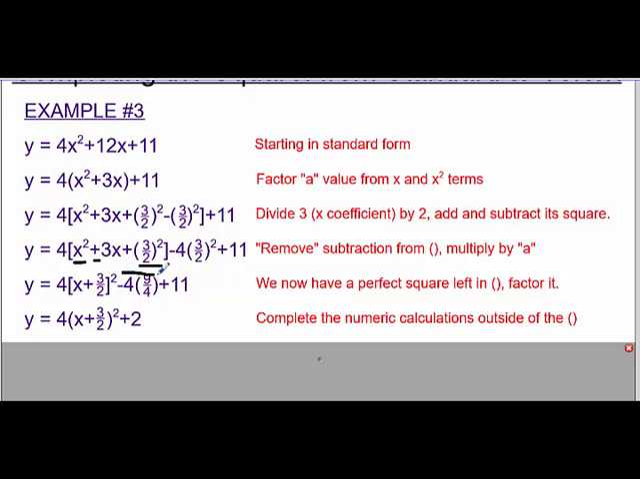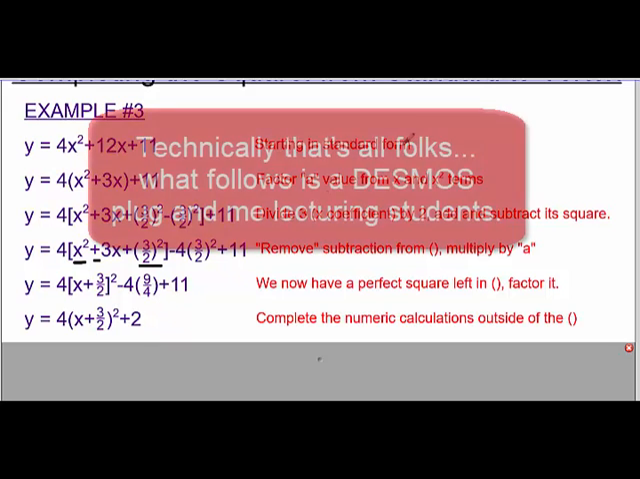Didn't mean for it to work out quite that nicely, but of course, negative 4 times 9 quarters. In this section right here, because everything is multiplied and divided, the order in which I do them doesn't matter. So 4 divided by 4 is 1. And then I have minus 1 times 9 is minus 9, plus the 11 is positive 2. And that is my final answer.